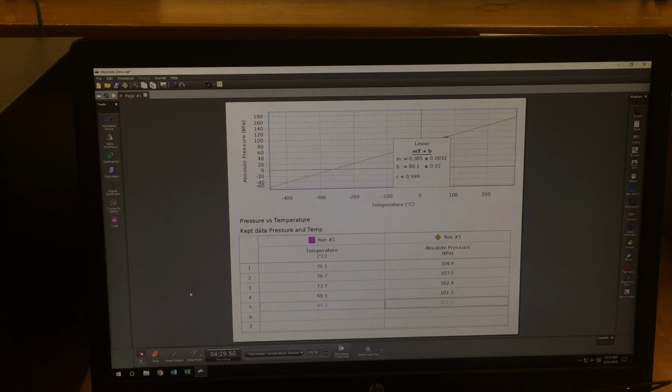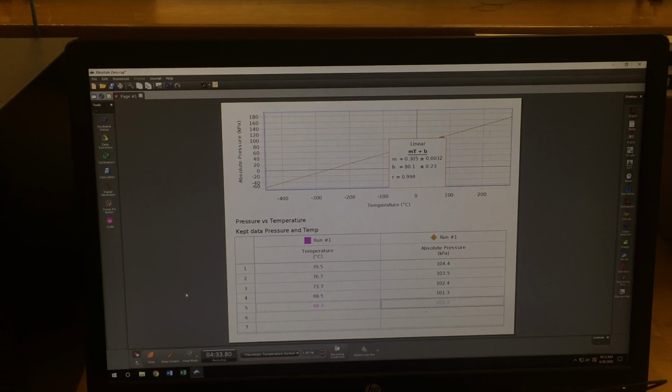And you can see on the screen in front of you, this is the Pasco setup for what we call the Absolute Zero Lab. There is a graph of absolute pressure versus temperature, and on the bottom is a data set of the temperature on the left and pressure on the right. So I started this data at 79.5 degrees C and 104.4 kilopascals.